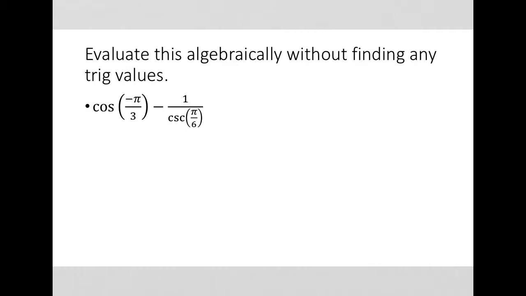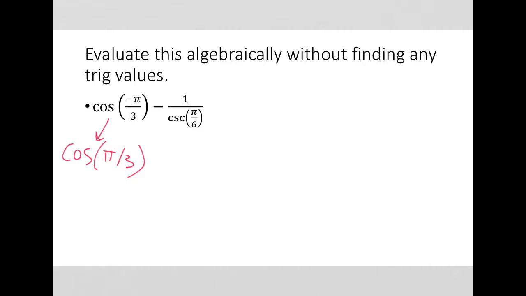Well, here we're going to need to use a couple things. We're going to not only need to use a cofunction identity, we're going to need to use what we know about even and oddness. We know that cosine is an even function. So, hi doggy. So, we know that cosine of negative pi over 3 is equivalent to cosine of positive pi over 3. That's what evenness means. It means you can get rid of that negative. It doesn't change it for cosine or for secant.